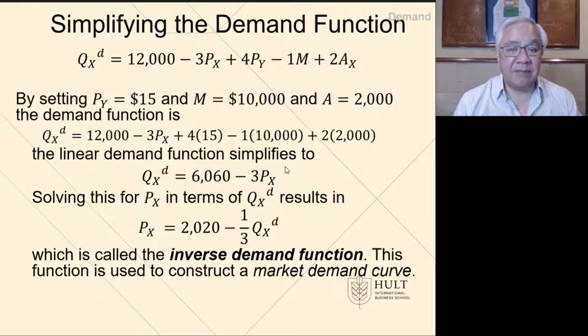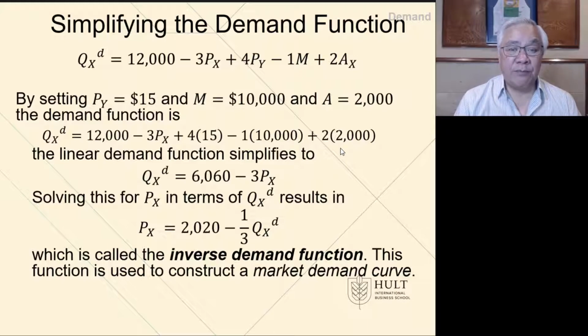Next, we'll simplify the demand function. First, we have our basic relationship, which has multiple factors, and then let's say that we know certain factors, and we'll substitute the price of Y at 15, M, which is income, at 10,000, and Ax of 2,000. Then we can simplify down to a term like this, where we'll have one variable here, which is the dependent variable, quantity demanded of X, equals a constant, and the only variable left is price. And that is a demand curve, right? We're relating quantity and price.